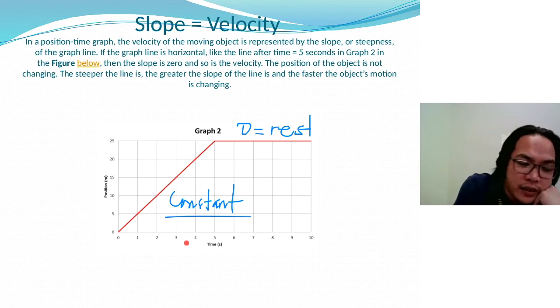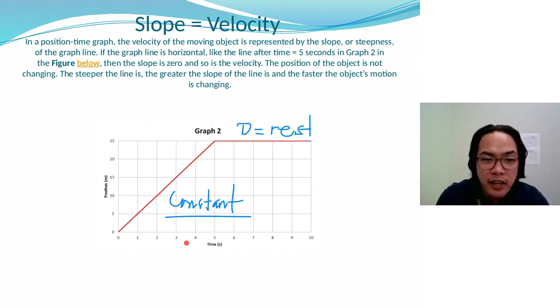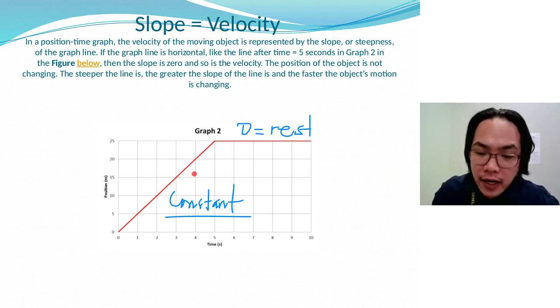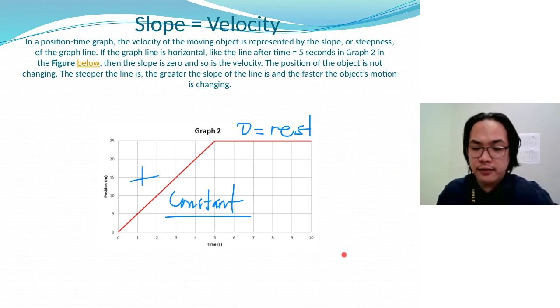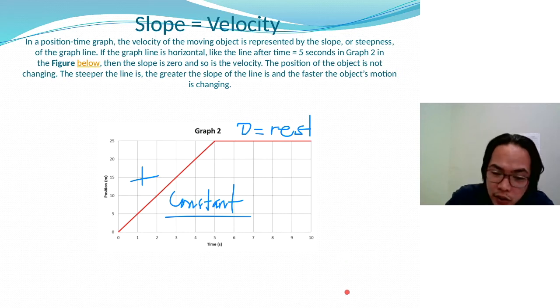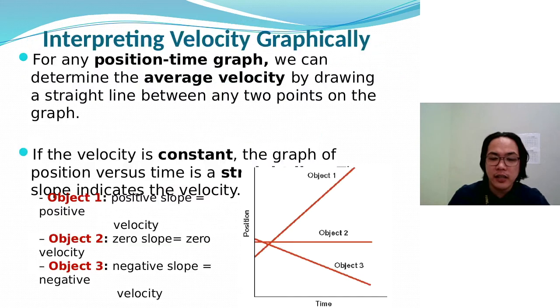Next question. Is it positive or negative velocity? So this one is a constant positive velocity. Okay, constant positive velocity. Aside from this slope, there are other slopes that can be interpreted in other ways. So for this one, we know that this is constant, this is rest, this is positive. So let's take a look at the other interpretations.